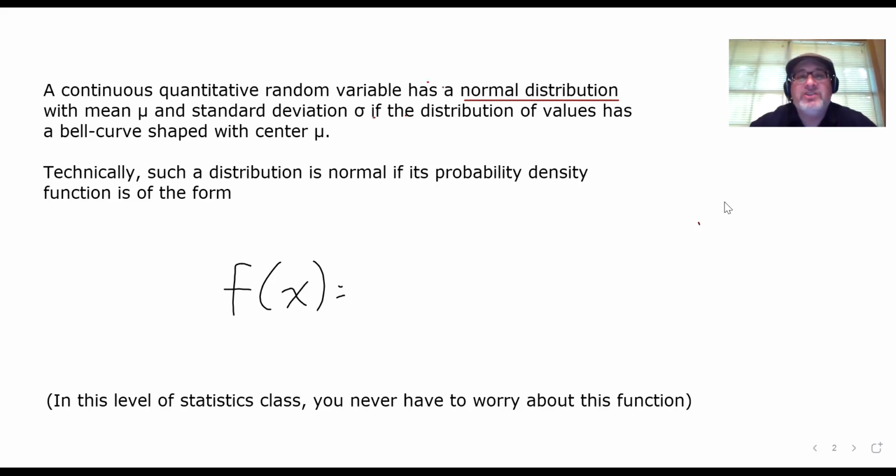A continuous quantitative random variable has a normal distribution with mean mu and standard deviation sigma if the distribution of values has a bell-shaped curve with center mu. Got some dots floating around there. Let's see if I can make them disappear. There we go. All right.